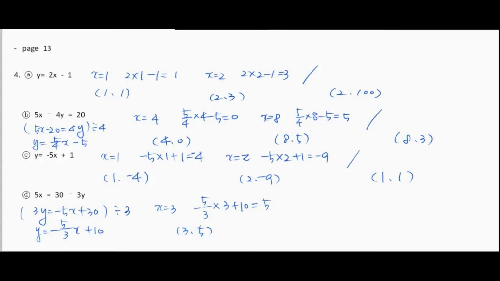And just one more, a multiple of 3, which is 6. So x equals 6. Then minus 5 over 3 multiplied by 6 plus 10 equals, then it'll be 10. Not 10, sorry. It'll be 0, then it's (6, 0). And the other one will just be (3, 0).